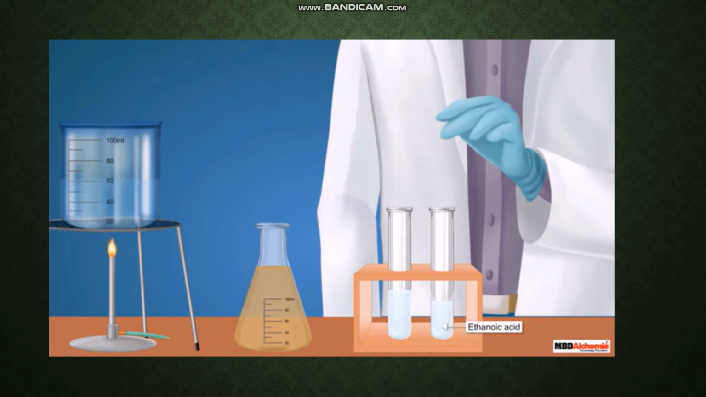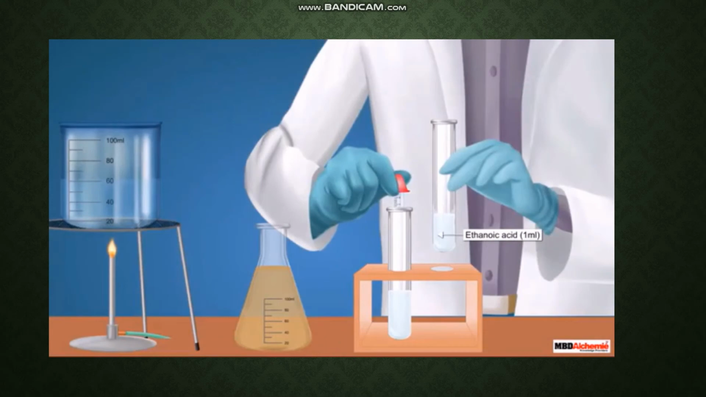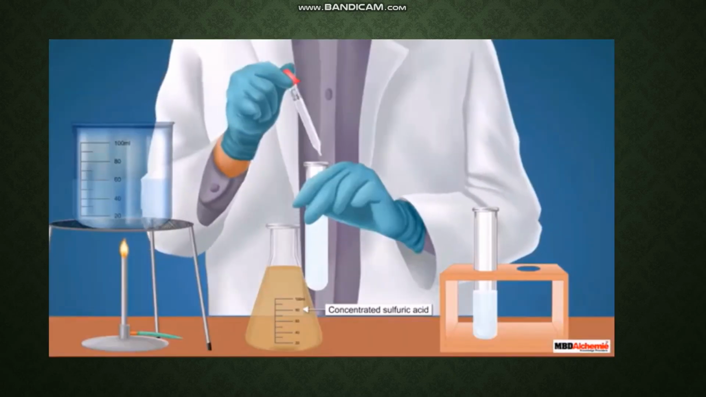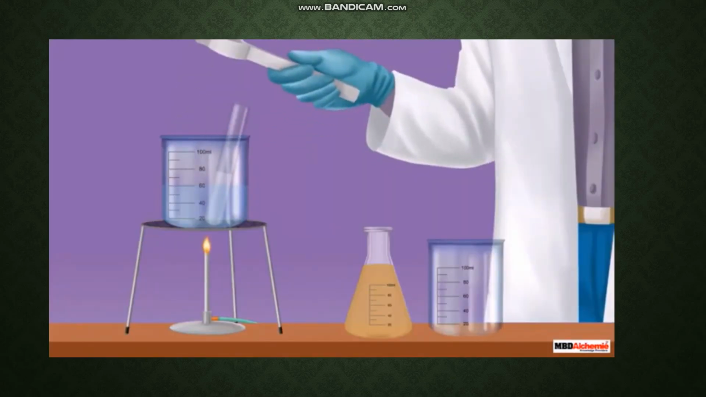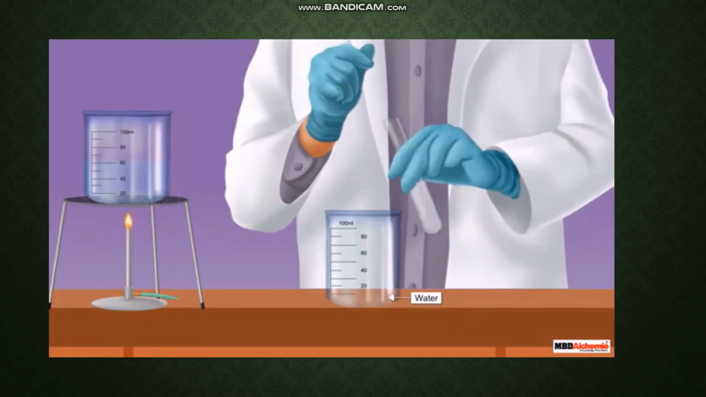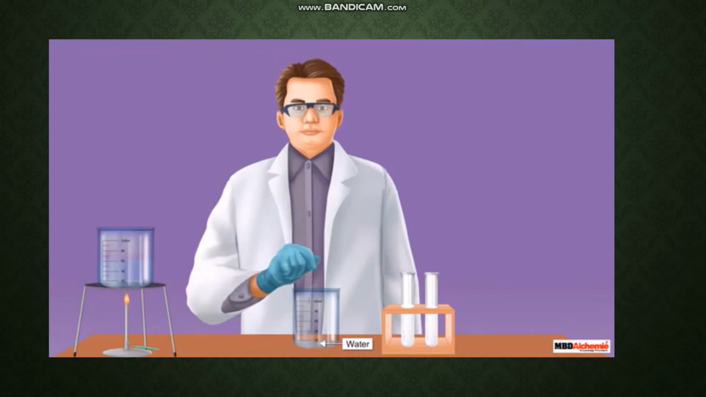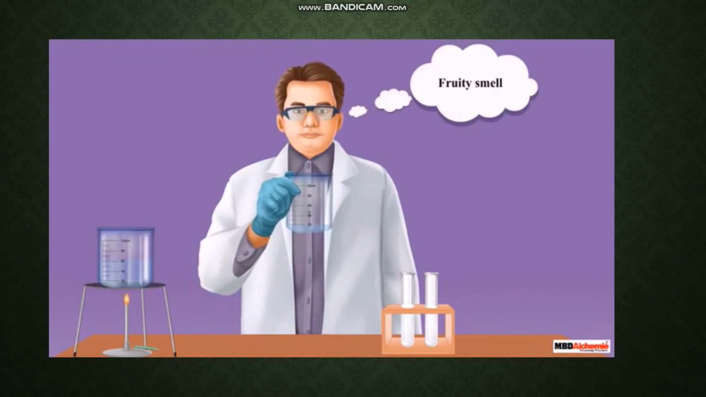For this, let us do some experiments. Shown here is a test tube having 1 milliliter of ethanoic acid. To this, let us add an equal amount of ethanol and a few drops of concentrated sulfuric acid. Now, let's warm this mixture in a water bath. Next, let's add the resultant mixture to the beaker containing 20 to 30 milliliters of water. On doing so, we get a fruity smell.